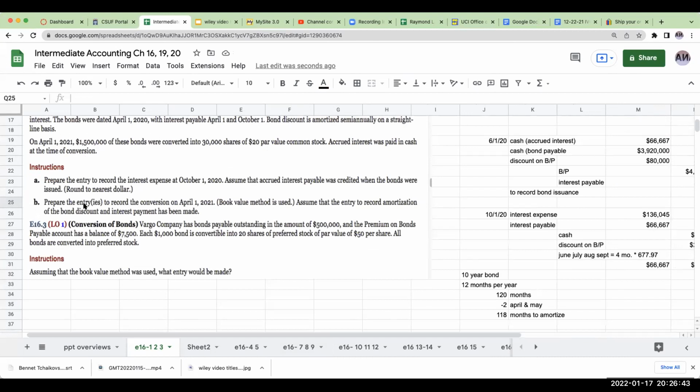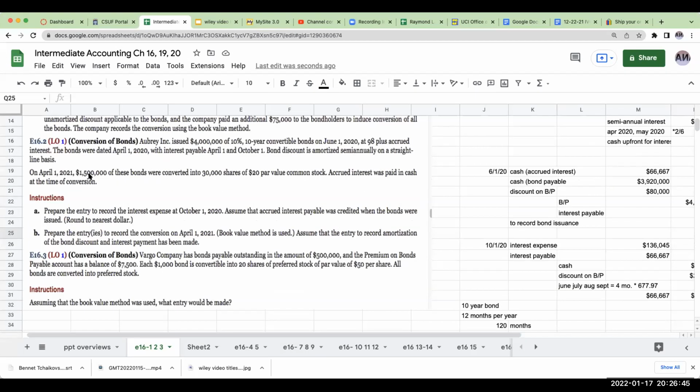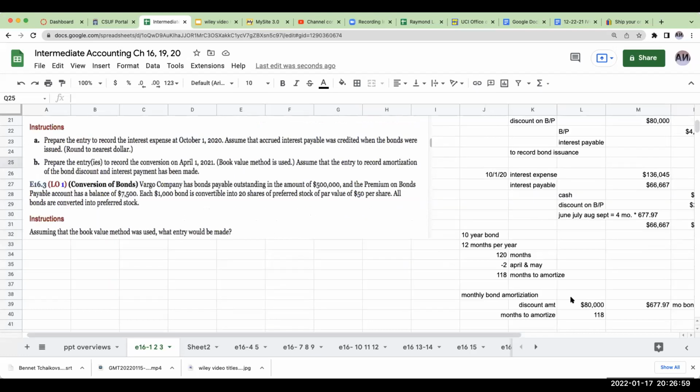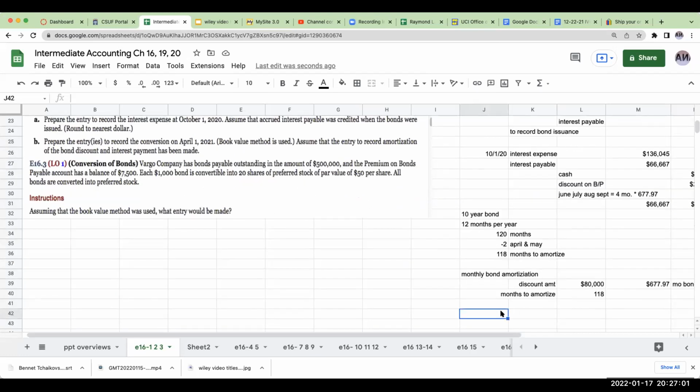So what I'm going to do now, before I even get down to this conversion part, is that I'm converting on April 1st 1.5 million of the bonds, and I'm converting those into 30,000 shares of $20 par value common stock. So what I'm going to do here, on prepare the entries, what I want to do first is go ahead and record interest. Remember, when we have a conversion or if we're retiring bonds, we want to record the interest up until the date of the conversion.